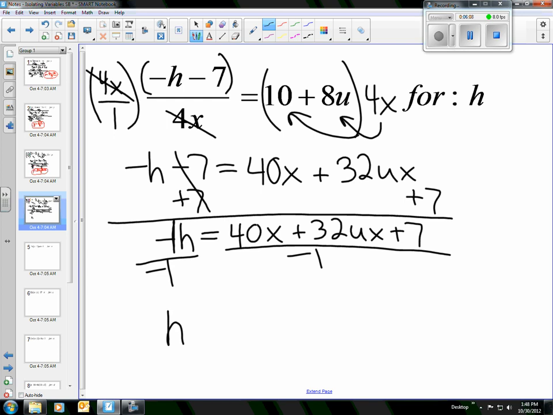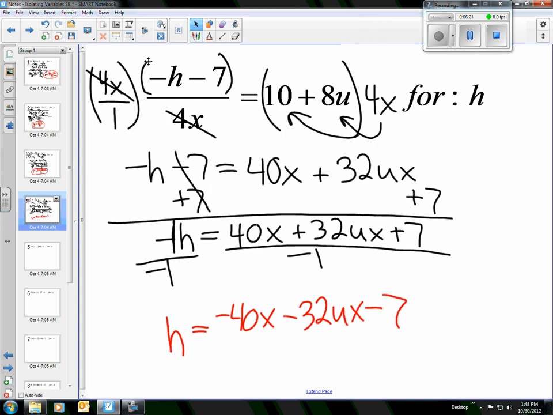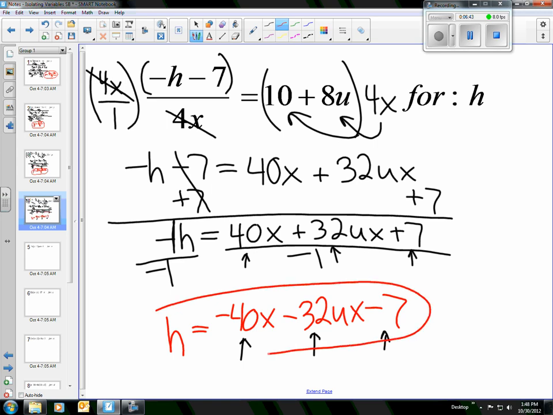And really, we can rewrite our answer here as h equals negative 40x minus 32ux minus 7. So that comes from the fact that we're dividing each of the 3 terms at the top by that negative 1. So 40x divided by negative 1 is negative 40x. 32ux divided by negative 1 is negative 32ux. And then 7 divided by negative 1 is negative 7. So then this would be my final answer.